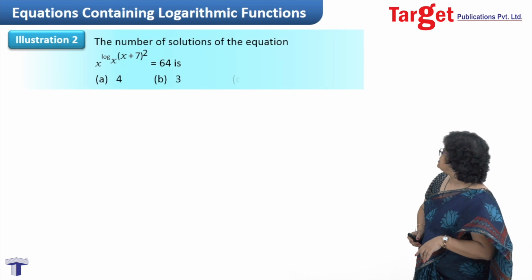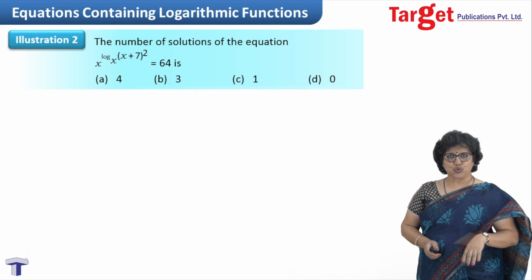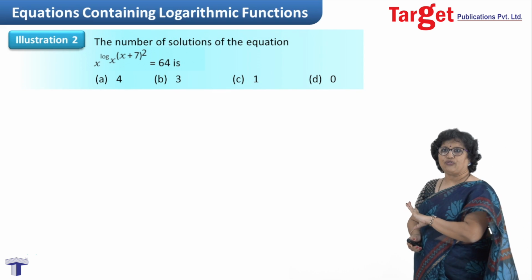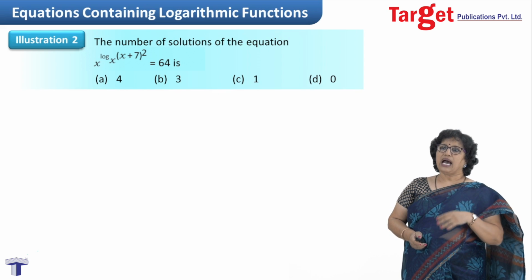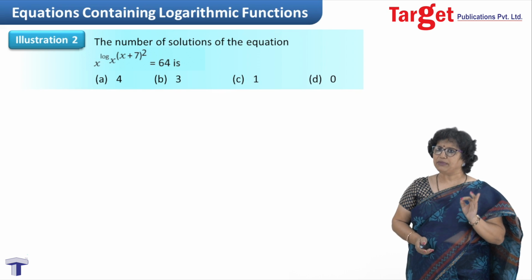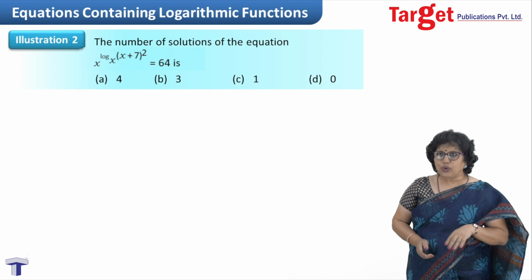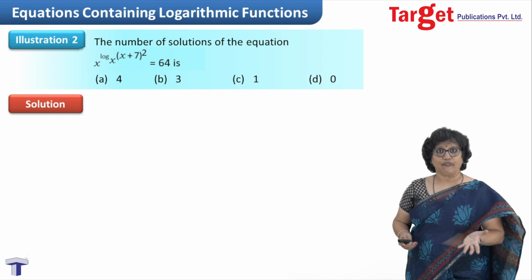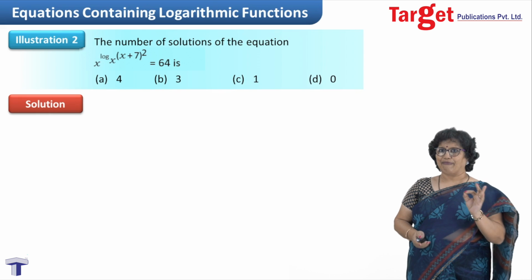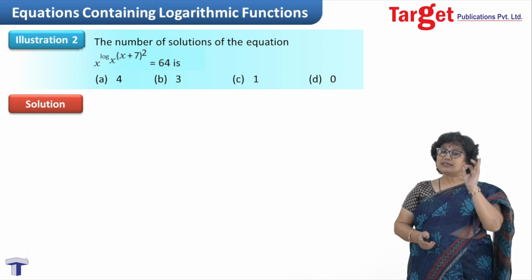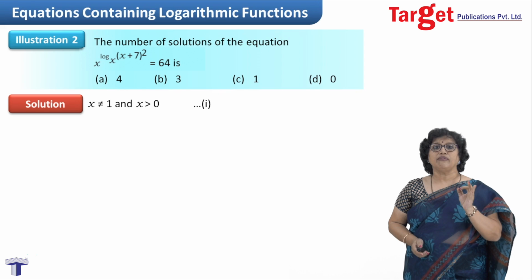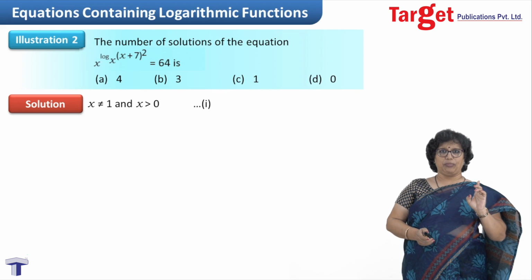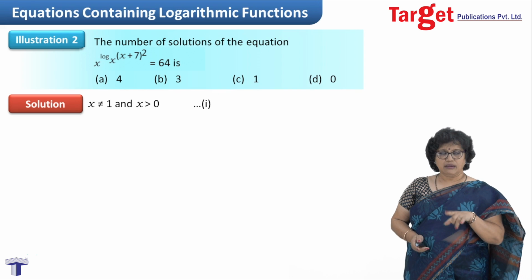The number of solutions of the equation x raised to log of (x plus 7) whole square to the base x equal to 64 is, and then 4 options are given and we have to pick up the right one. Now, when you read the question, you may feel that it is difficult, but do it stepwise. As I keep saying, the first thing is you have to work on the feasible region. Now, since the base is x there, x cannot be 1 and x has to be positive.